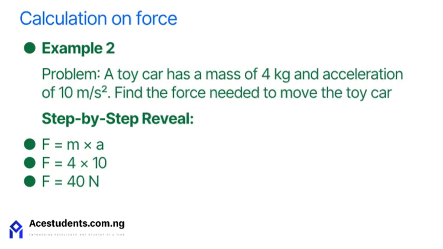Annie's toy car has a mass of 4 kilograms. She wants it to accelerate at 10 meters per second squared. We are to find the force needed to move the toy car. We use the formula, F equals m times a. Substitute the values we have. F equals 4 times 10. Multiply to get 40. The required force is 40 newtons. That's the force Annie must apply to the toy car.